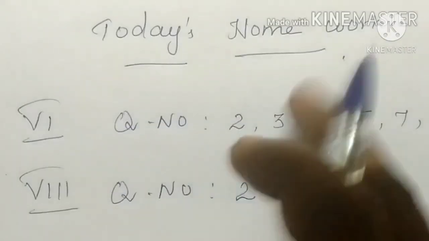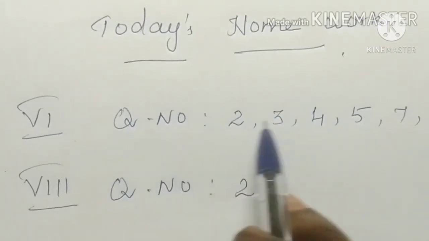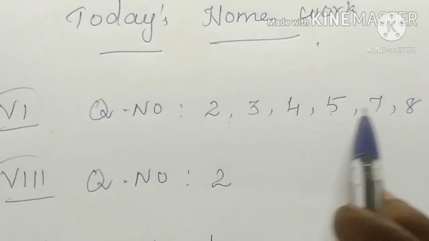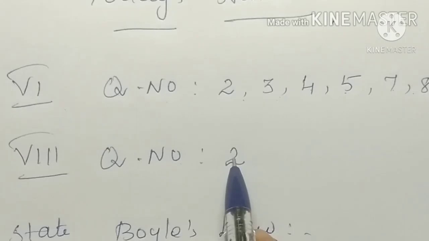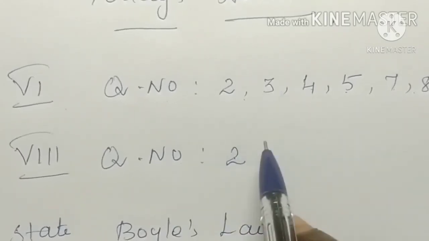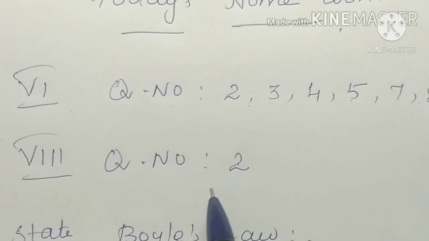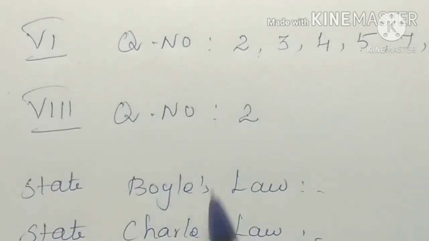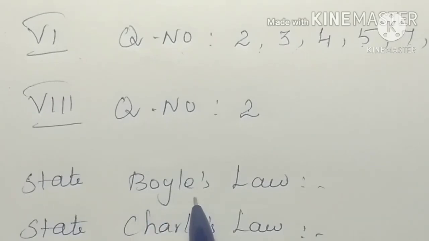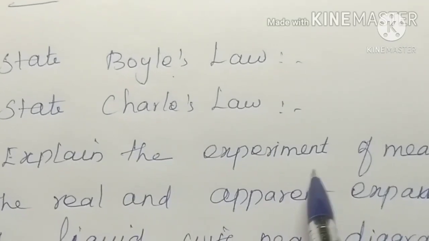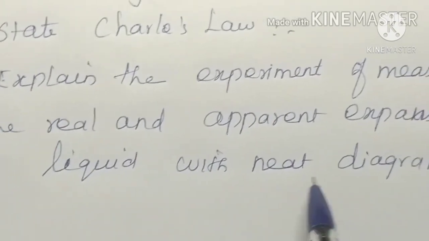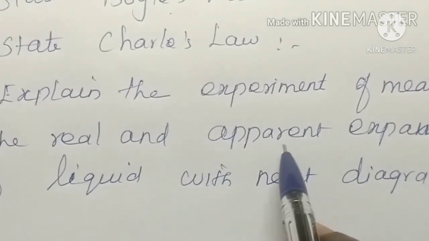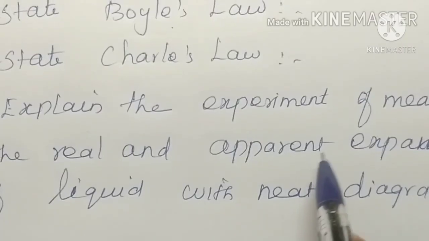Today's homework portion: Roman letter 6, question number 2, 3, 4, 5, 7, 8 and Roman letter 8, question number 2. Learn all these answers, okay, and you have to write in the note the following questions. You have to study and write in the note. State Boyle's law, state Charles' law, and explain the experiment of measuring the real and apparent expansion of a liquid with a neat diagram. Okay, this detailed answer with the diagram you have to learn and write in the note. Thank you.